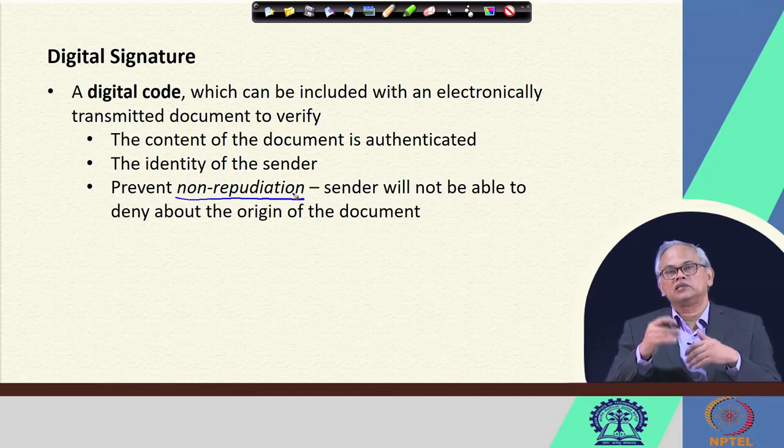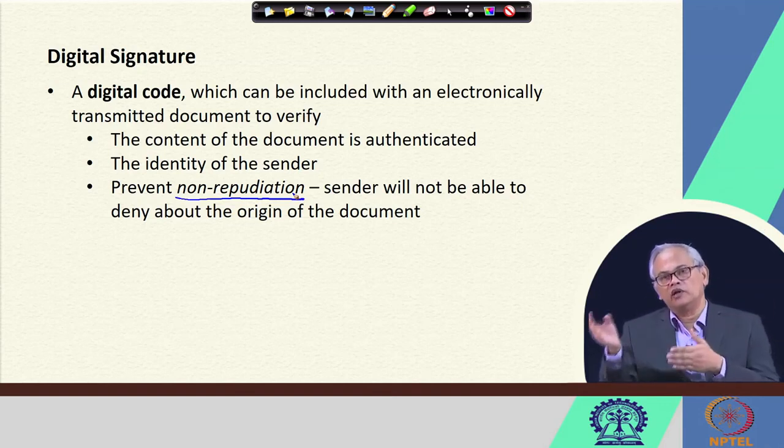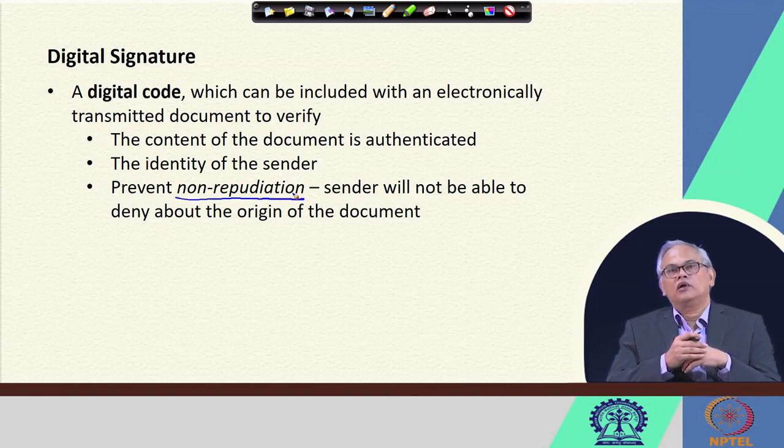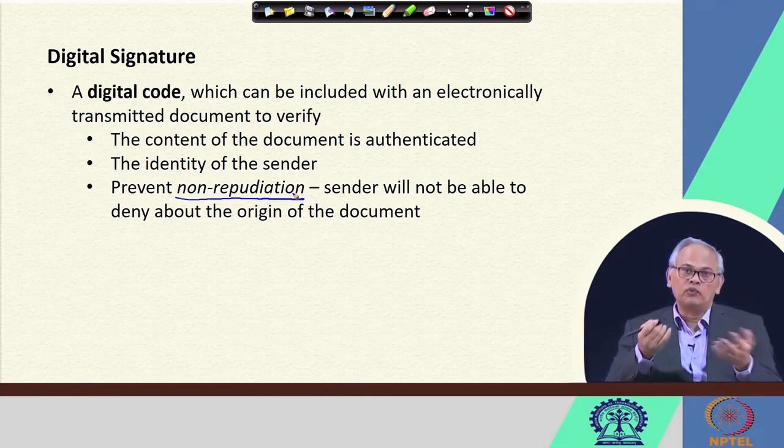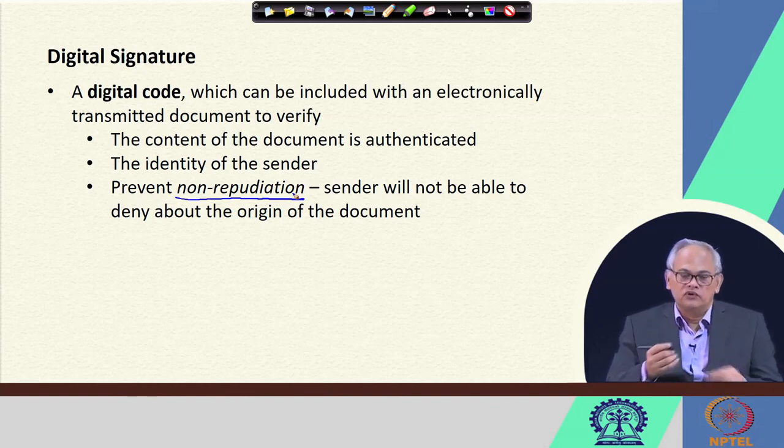So, if A is transferring money to B, later on A cannot say, oh, I did not send the money. So, that is an example of non-repudiation. So, we will see how digital signatures that employ public key cryptography can provide these types of features.